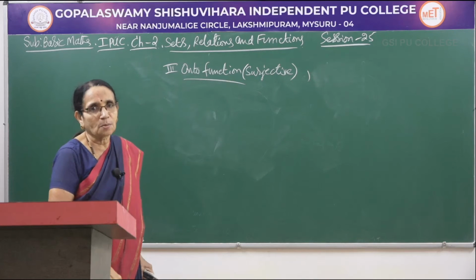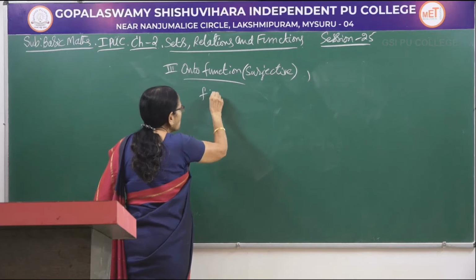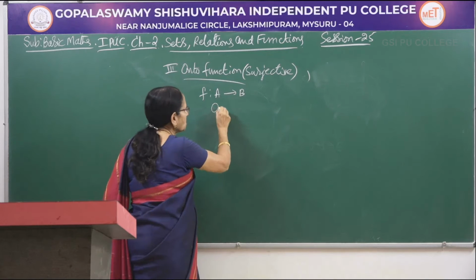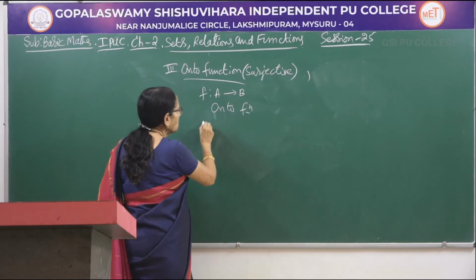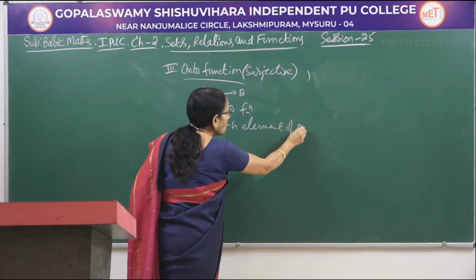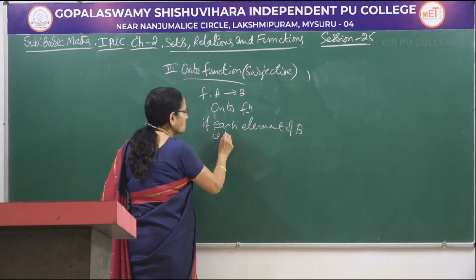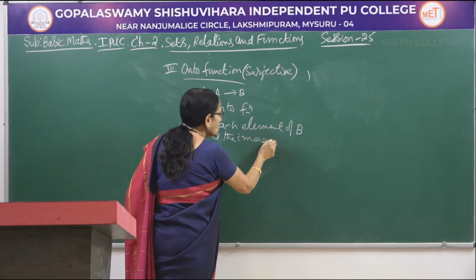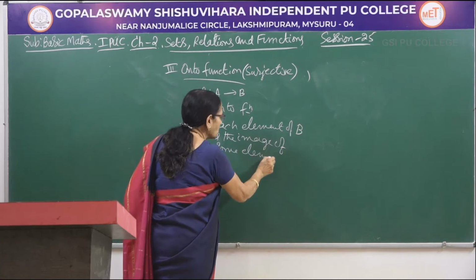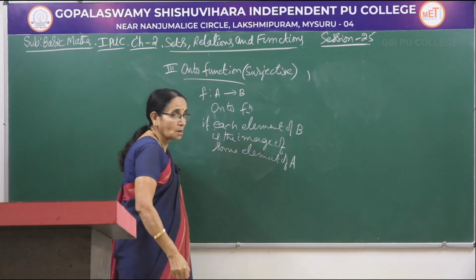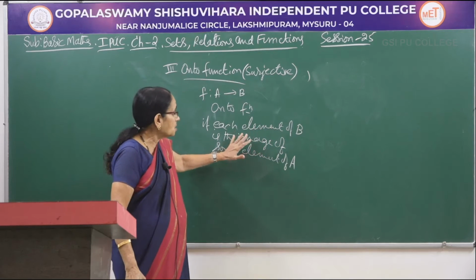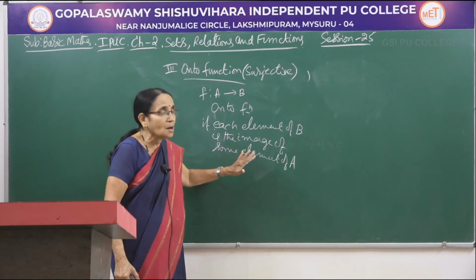Now how do you define this one? A function f from A to B is said to be an onto function if each element of B is the image of some element of A. Or you can also say this as all the elements of the set B or the codomain are the images of some or the other element of the first set A.